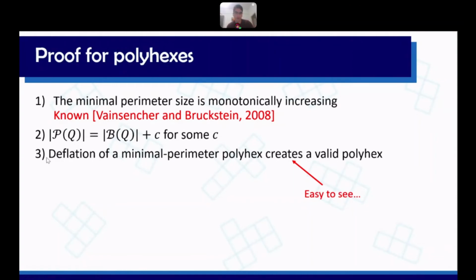It is easy to see. I won't go over the proof in here. You can see it in the paper. But the second condition, I've said that it is the hardest one. We want to show that the perimeter of a minimal perimeter lattice animal is equal to the border plus C for some constant C. How can we show this?